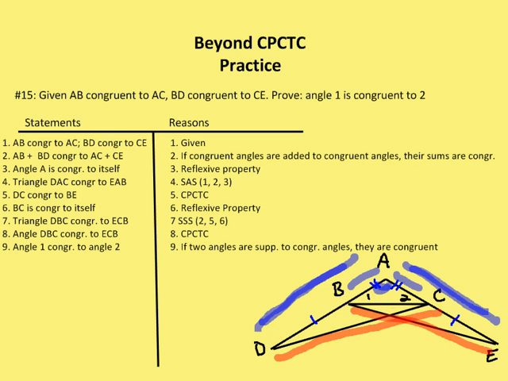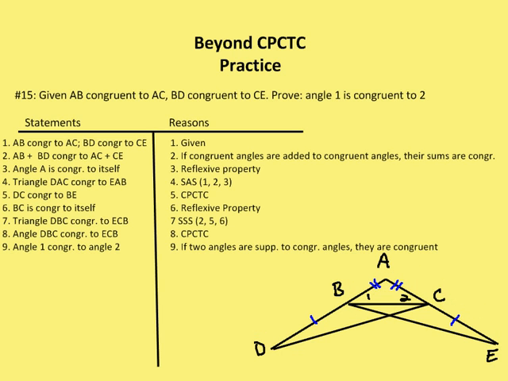Okay, now I've established the congruence of the two triangles. And I can say that angle DBC is going to be congruent to angle BCE by CPCTC. So I've established the congruence of these two triangles. I know that angle DBC and ECB are going to be congruent. Then I know that angle 1 and angle 2 are going to be congruent, because if I have two angles that are supplementary to two congruent angles, DBC and ECB, then those angles are congruent themselves.